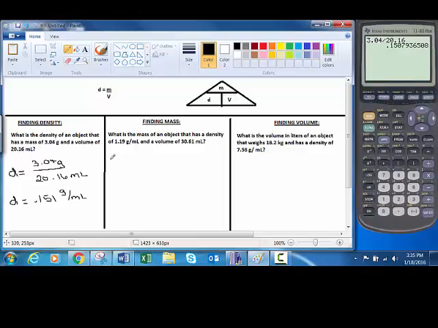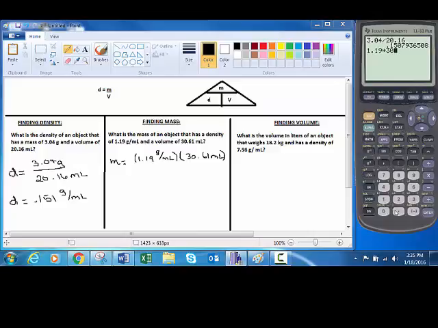So we can say mass is equal to density, which is 1.19 grams per milliliter, times our volume, which is 30.61 milliliters. If we plug this information into our calculator, we'll say 1.19 times 30.61, enter, and we get the number 35.8904.